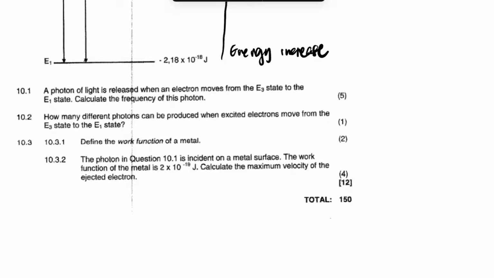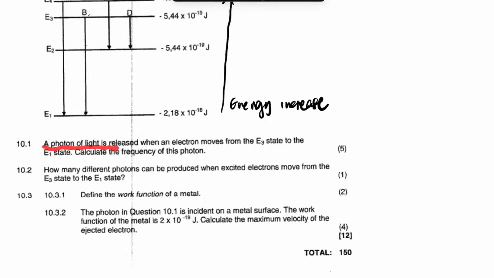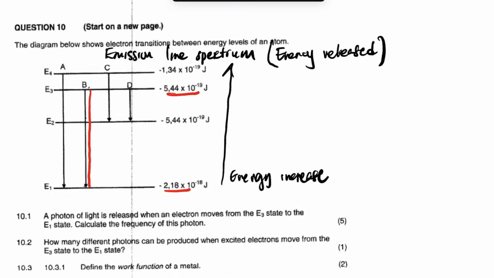Now let's answer the question in 10.1. It says a photon of light is released when an electron moves from the energy level 3 state to the energy level 1 state. Calculate the frequency. So we are referring to this one, from energy level 3 to energy level 1. Energy level 3 has that energy, and energy level 1 has that energy. So this frequency gives off the energy, and that means there's a frequency for that energy.